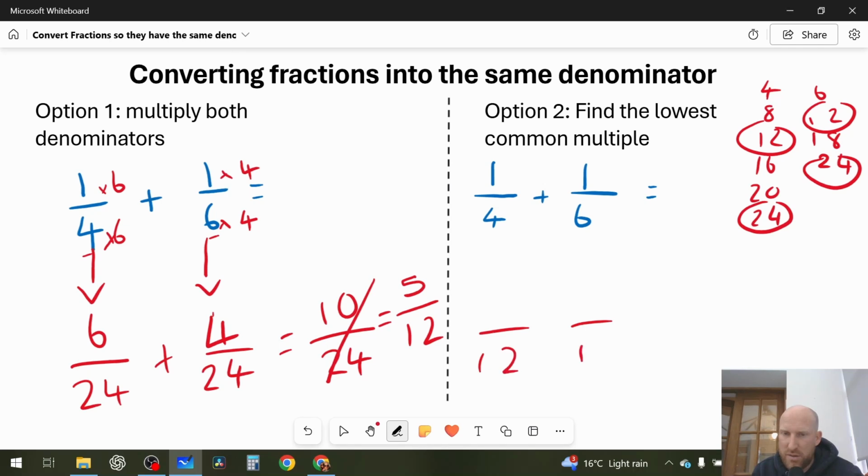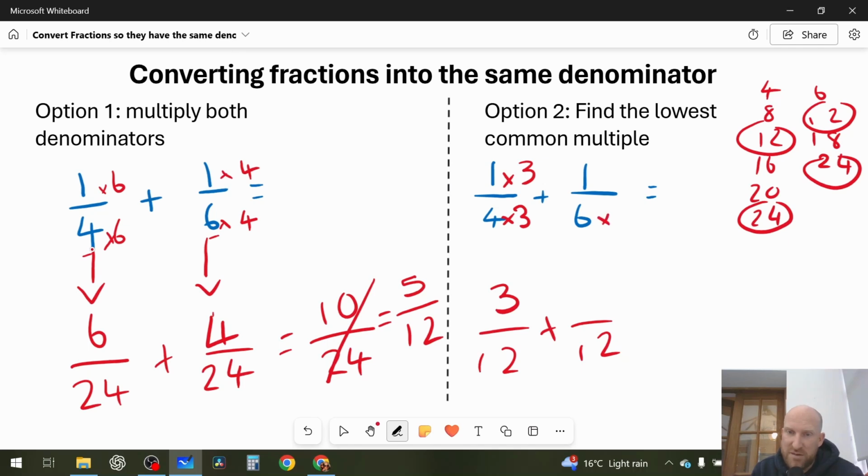So that's going to form my denominator. Okay, and then similar to what happened over here, I say, well, how many times did I multiply 4 to get 12? I multiplied it 3 times. Whatever you do to the denominator, you must do to the numerator. So I'm going to multiply that by 3. 1 times 3 is 3.